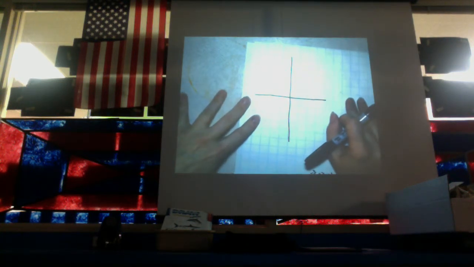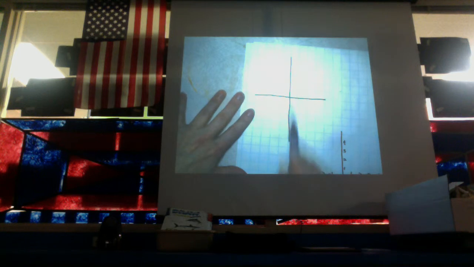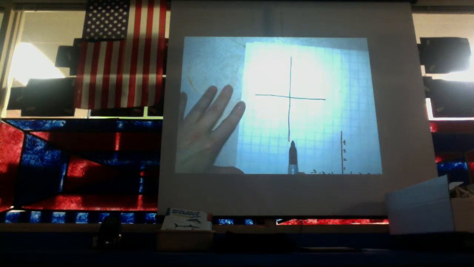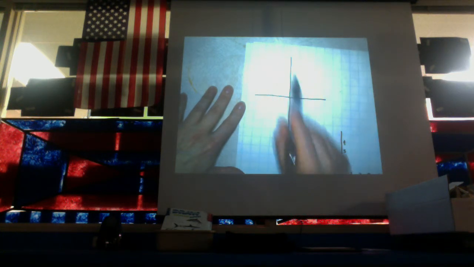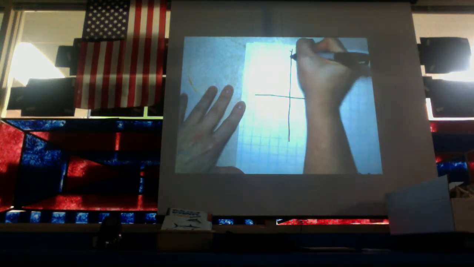Anyways, before you even get started, we need to talk about some vocabulary that goes along with the coordinate plane. First of all, this is a coordinate plane. We've got two lines. We've got this axis, which runs horizontally, and this axis, which runs vertically. The one that runs horizontally is the x-axis. The one that runs vertically is the y-axis.